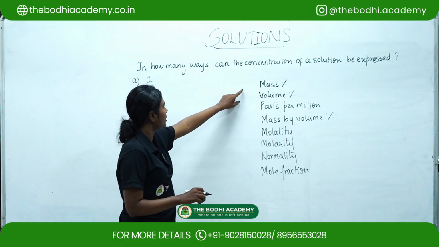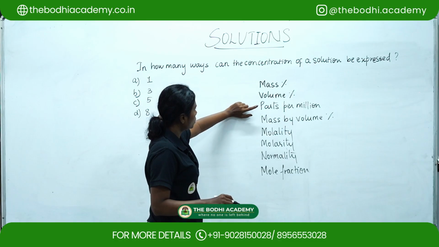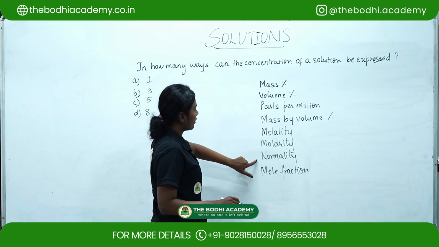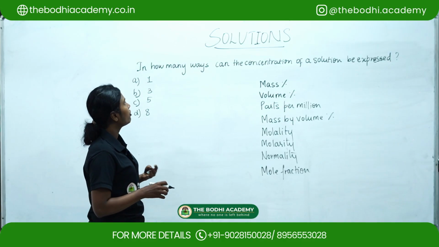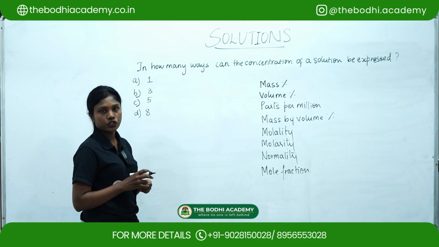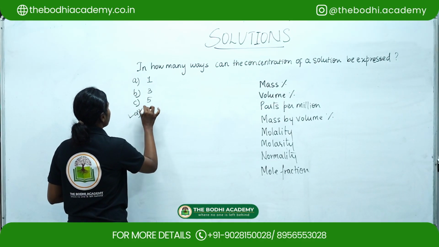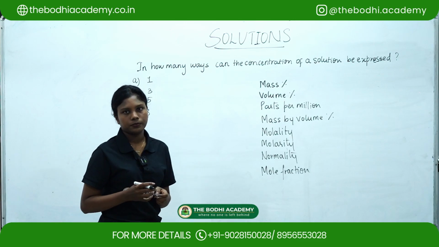So now let's see how many are there. Mass percentage 1, 2, 3, 4, 5, 6, 7 and 8. So there are 8 different ways by which I can express the concentration of the solution. So in this case my answer is D, 8.